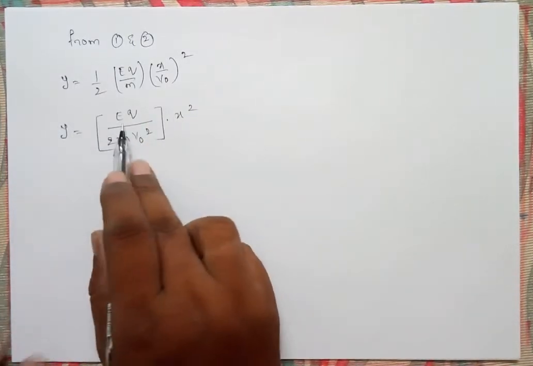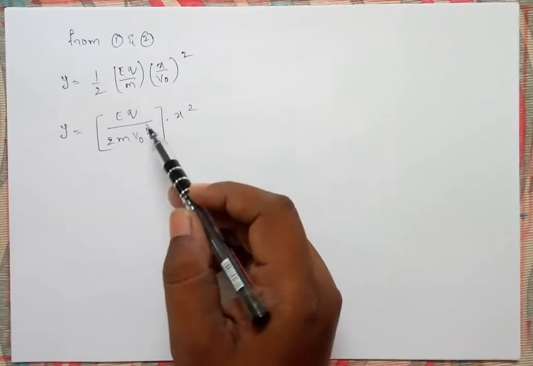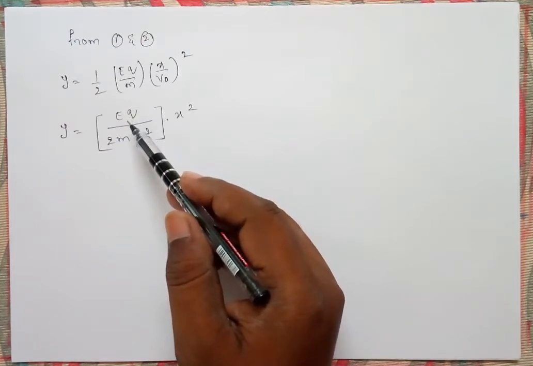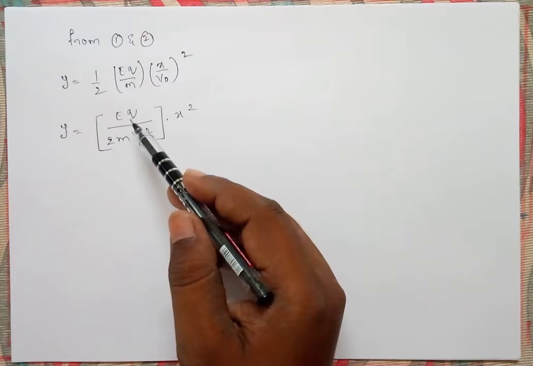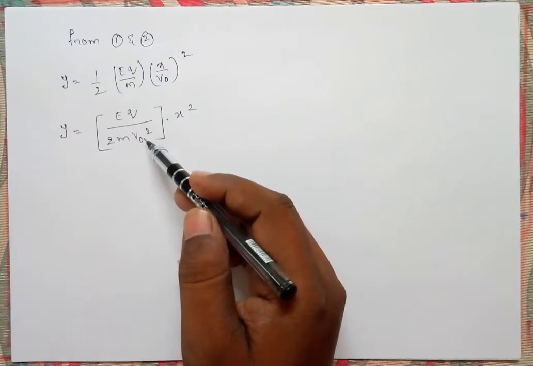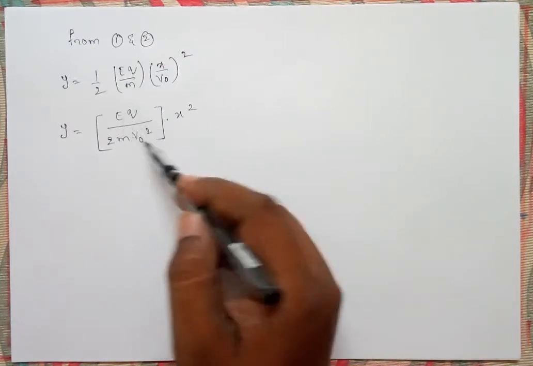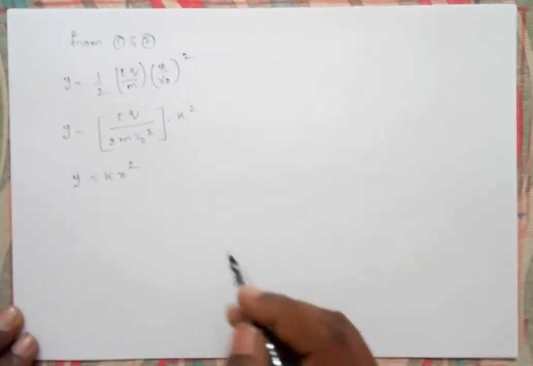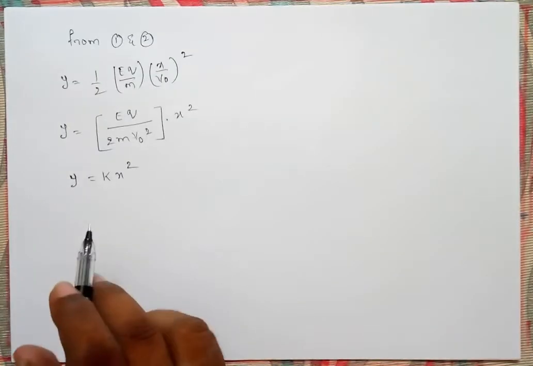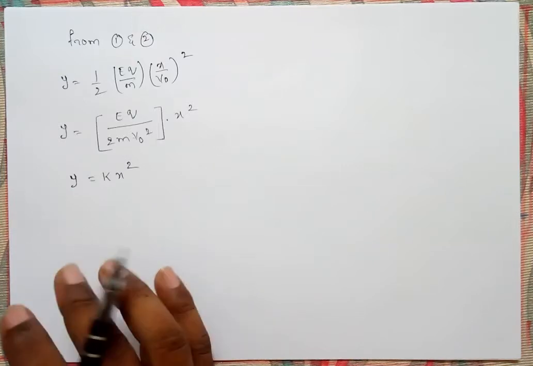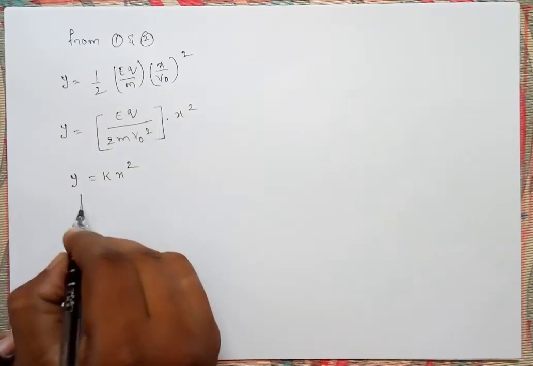Then you observe the uniform electric field E remains constant, and the charge remains invariant. Charge invariant in the sense that we know when a charge is in motion, its magnitude never changes, and mass m remains constant. v0 is the initial velocity. So all these terms are constant. Then y is proportional to x square, y equals some k x square. So this equation represents a parabola. So you can say the path of the charged particle in a uniform electric field is a parabola.